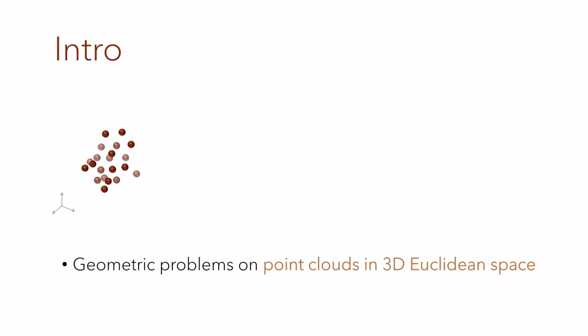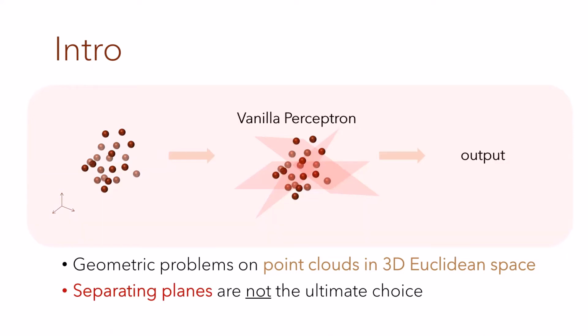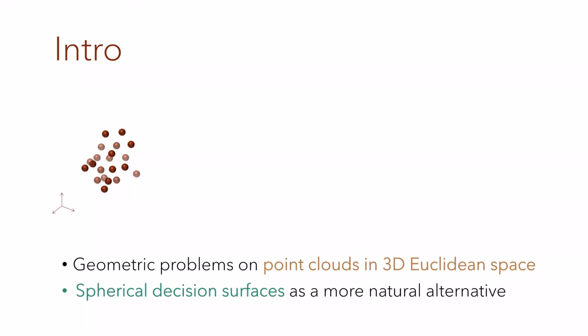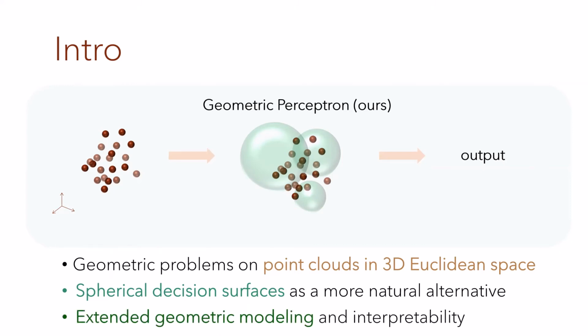We want to solve geometric problems on 3D point clouds. Planar decision surfaces, represented by standard MLPs, are not the ultimate choice for learning in the 3D Euclidean space. We argue that spheres are a more natural alternative, since the notion of distance is central in the Euclidean space. Therefore, we propose a geometric perceptron model based on spherical decision surfaces, which has an extended geometric modeling and interpretability.